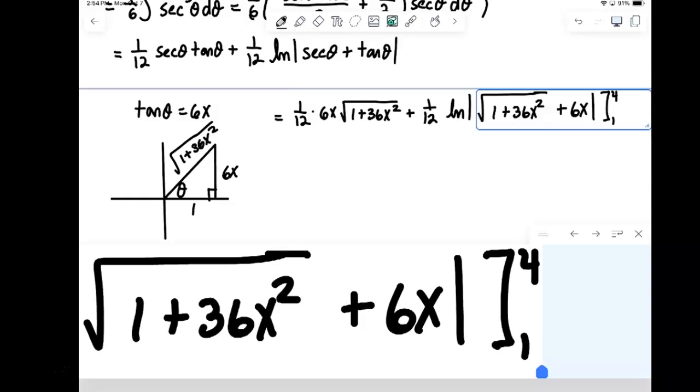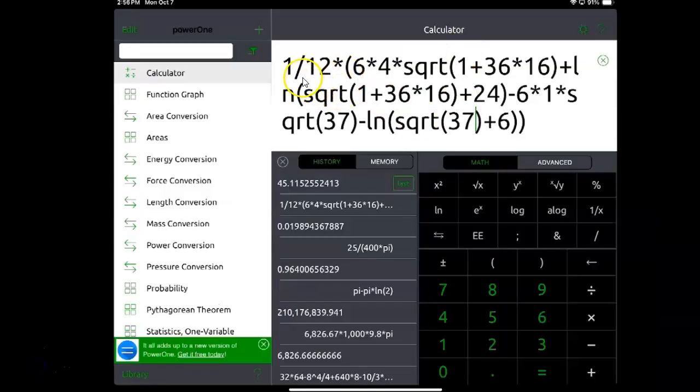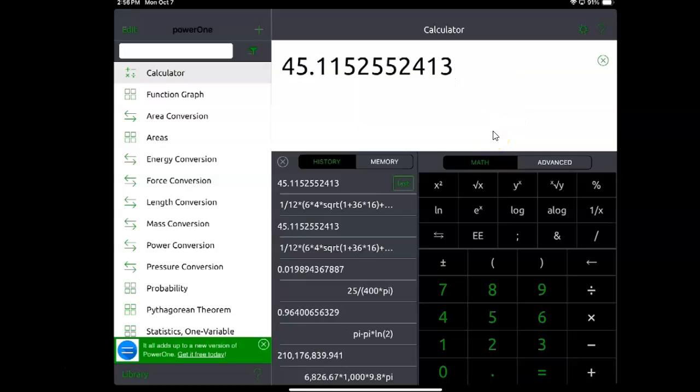And that really then becomes a big old calculator problem. So I've gone through here on my calculator and computed this: 1/12, and then 6 times 4 times the square root of 1 plus 36 times 4 squared, plus the ln of the square root of 1 plus 36 times 4 squared, plus 4 times 6, 24. And then minus 6 times 1 times the square root of 1 plus 36 times 1 squared, or the square root of 37, minus the ln of that square root of 37 plus 6. And when I do that, I get my answer here of 45.12.